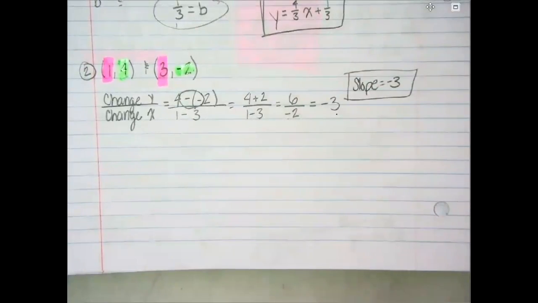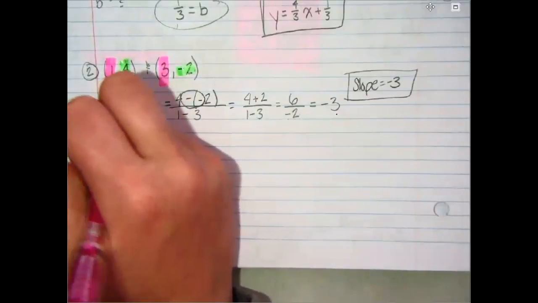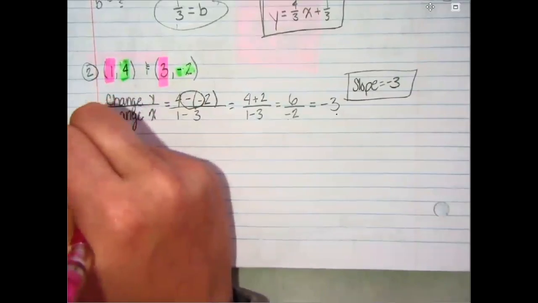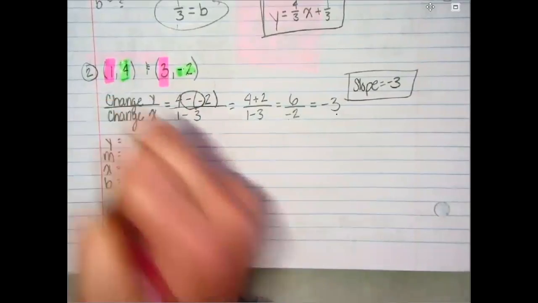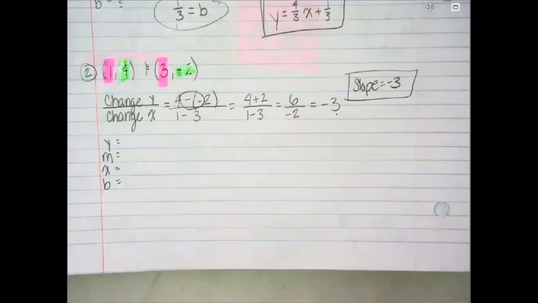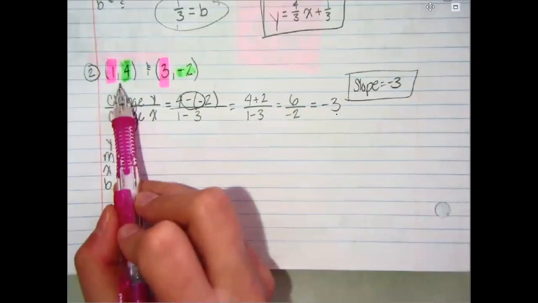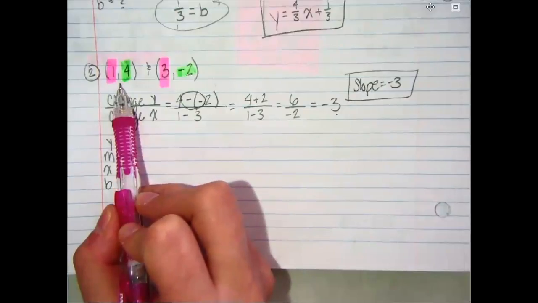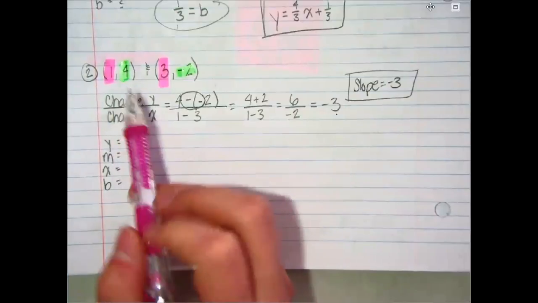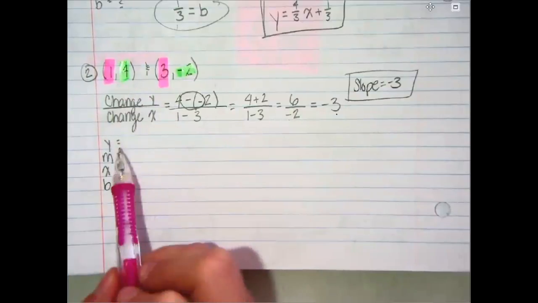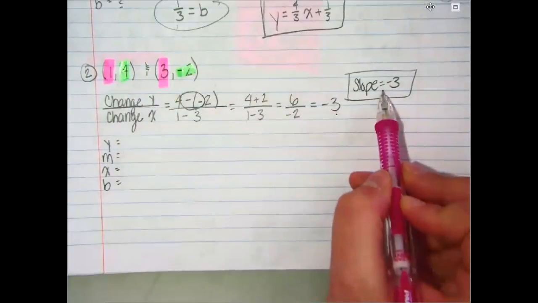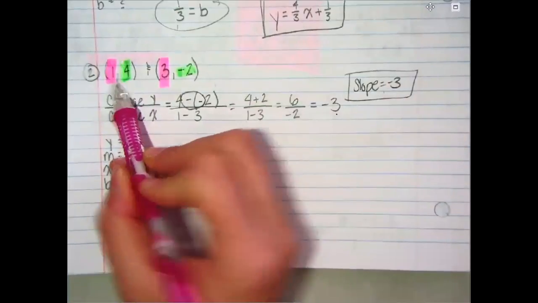Slope of negative 3. What else do I now need? Your b value. How am I going to do that? You're going to substitute into the equation, put in integers for it, and then solve. Which ordered pair do you want to use? So we'll use the first one. Rihanna said we'll use the first one. Is it okay to use the second one if you want? Yeah, but this one's got a 1 in it. Makes my life happy.